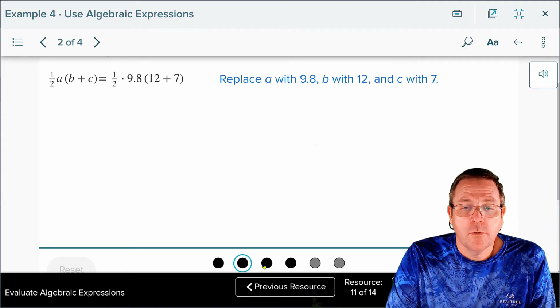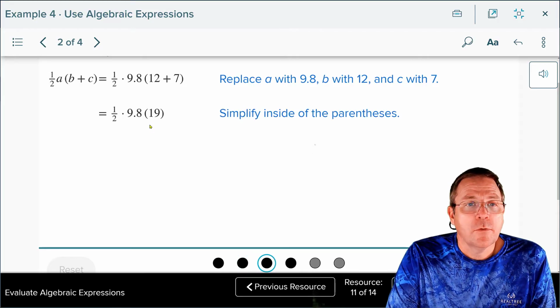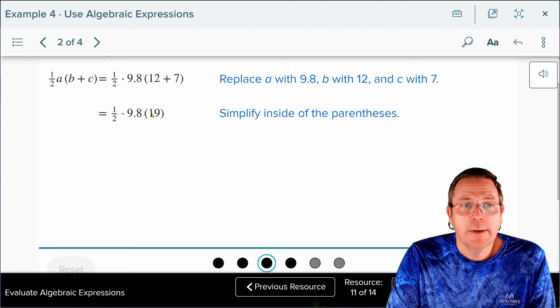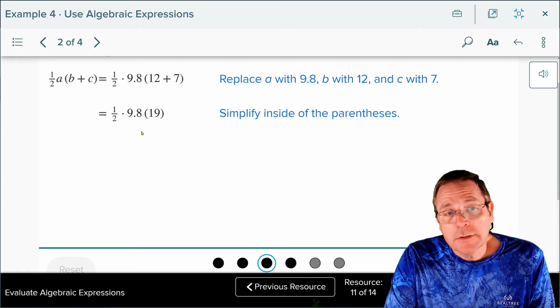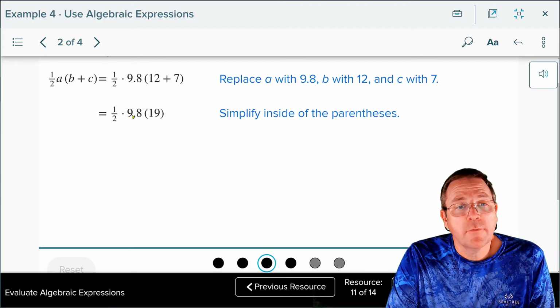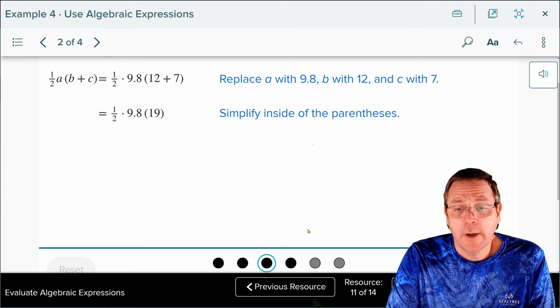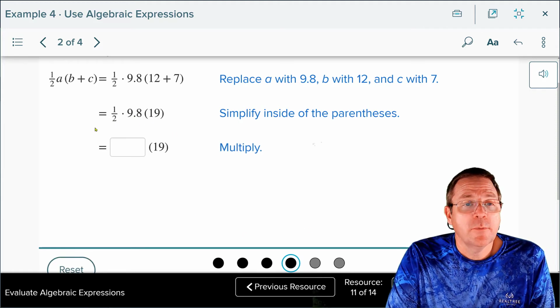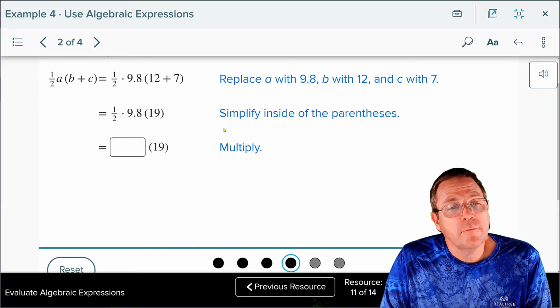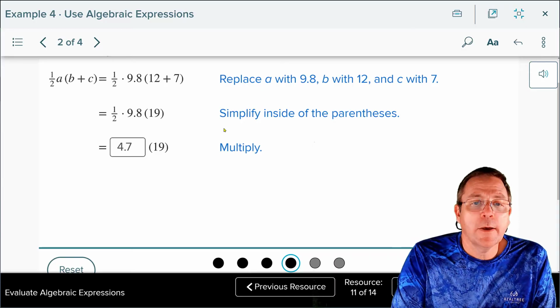Now we're going to use our order of operations. So in the order of operations, 12 plus 7, that became 19. And now you honestly have choices. You could do 1/2 times 9.8, 1/2 times 19, or 9.8 times 19. The textbook decided they were going to do 1/2 of 9.8, which would be 4.5, 4.7 if I did the math right in my head.